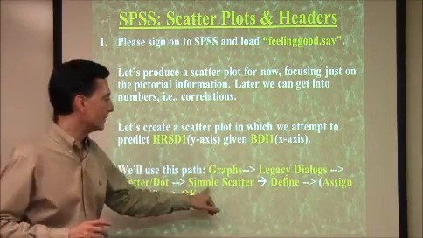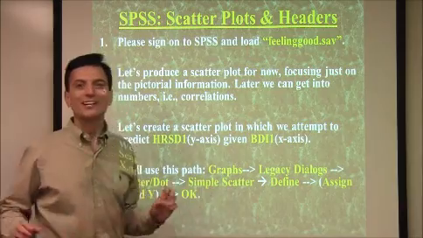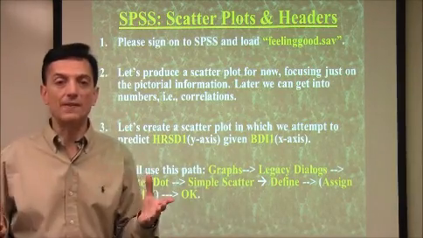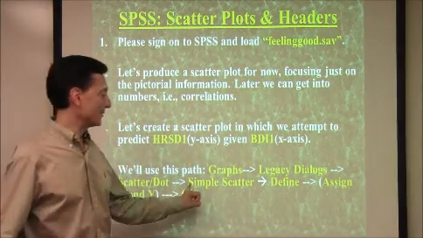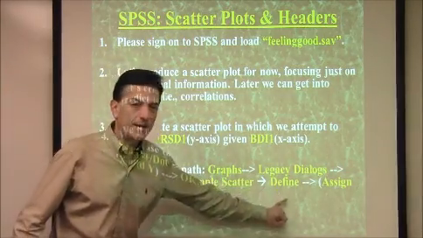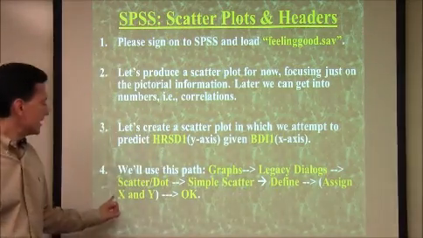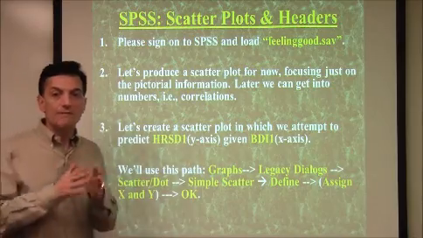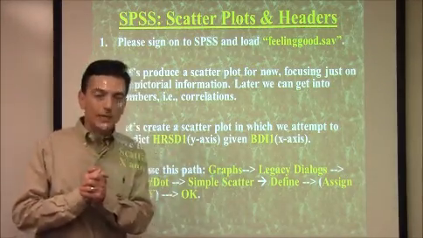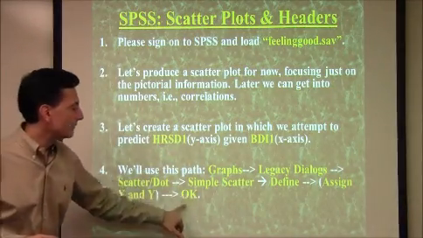We're going to be looking at something called the Simple Scatter. We might choose later in the semester to try some variations on that. For the moment, we'll keep it simple, and we'll go with a simple scatter, and we'll define which variables we're going to be looking at on the x and y axes. We don't even have to specify which is which. We'll just plug those in, and we can click on OK.